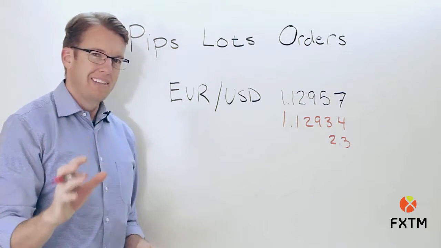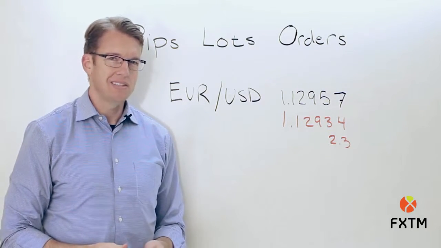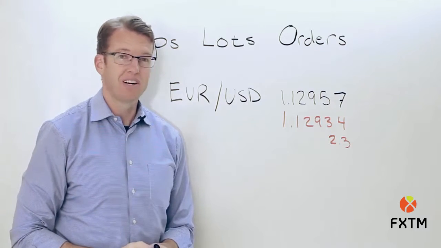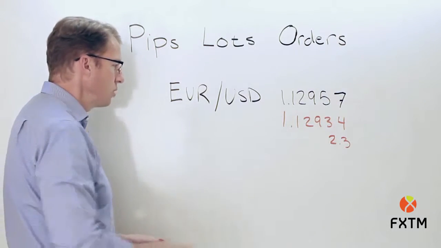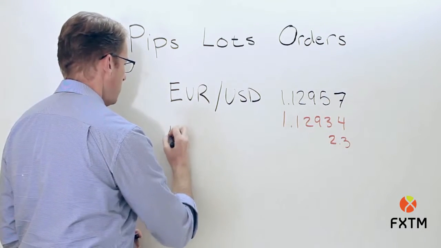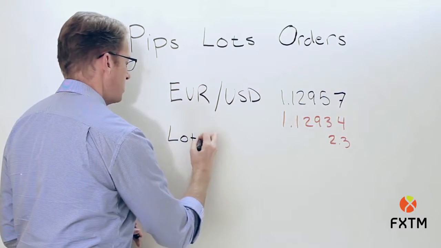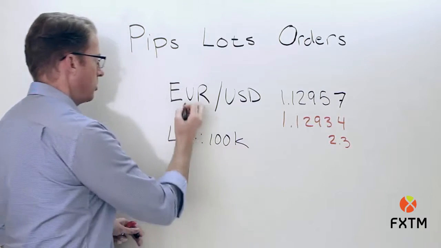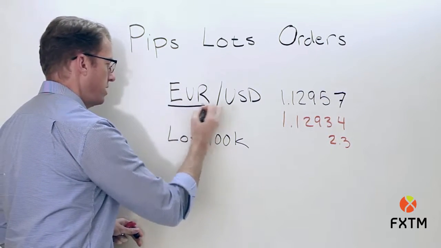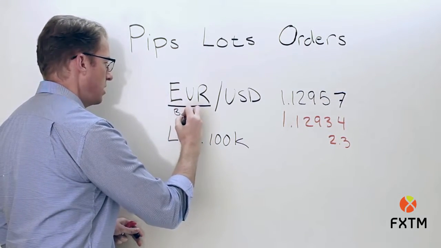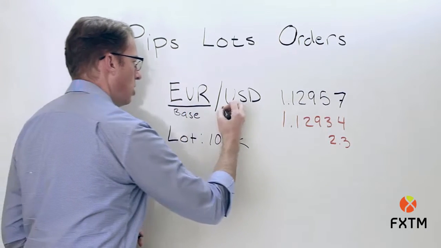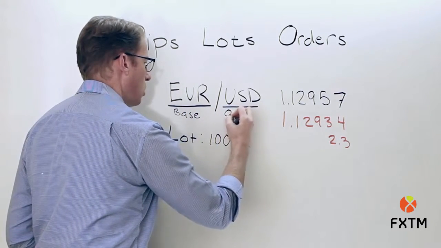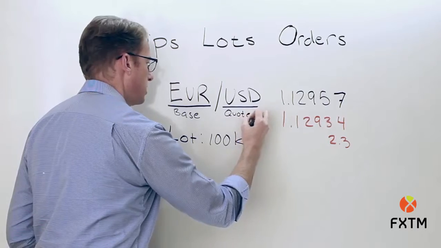Now, how much is that worth? Well, before we get into that, we really need to understand lot sizes. So let's discuss that really quick. This isn't very complicated at all. A lot is equal to 100,000 units of the base currency. In this case, we have the euro over here, that is your base currency in this exchange rate. Over here, this is the quote currency.